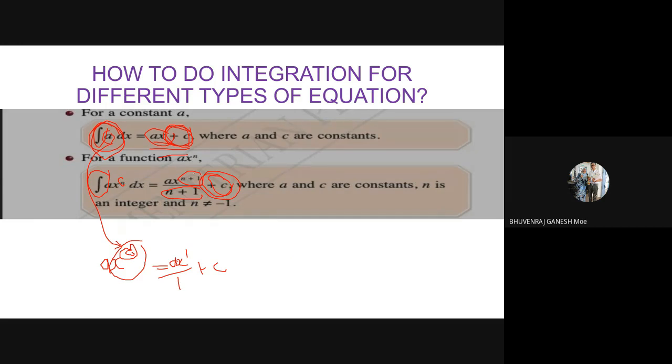This one is just the same thing. The kuasa you tambah satu and then bahagi dengan kuasa. Lepas tu tambah C, you plus C. That's it. Tak ada apa-apa. Sama aja macam atas. Just the same concept. Only here the X has a power already. Kat sini nilai X tu tak ada kuasa. Kuasa kosong. That's the difference.